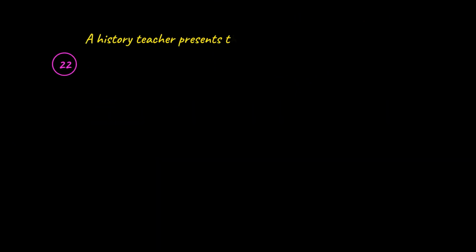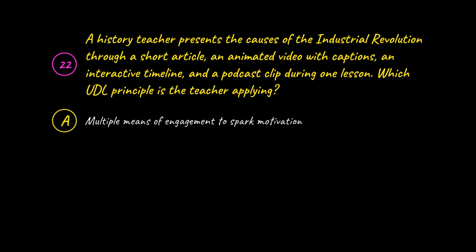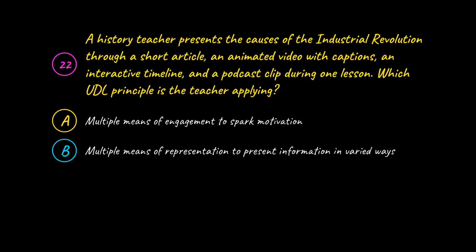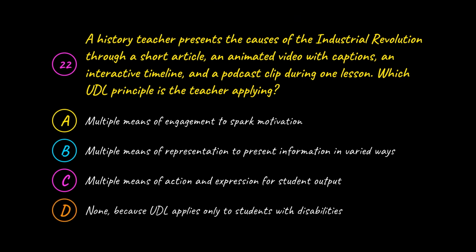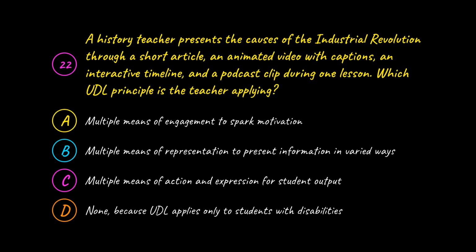Question 22. A history teacher presents the causes of the Industrial Revolution through a short article, an animated video with captions, an interactive timeline, and a podcast clip during one lesson. Which UDL principle is the teacher applying? Your options are A. Multiple means of engagement to spark motivation. B. Multiple means of representation to present information in varied ways. C. Multiple means of action and expression for student output. D. None, because UDL applies only to students with disabilities. Which would you go with? Lock it in before the reveal.